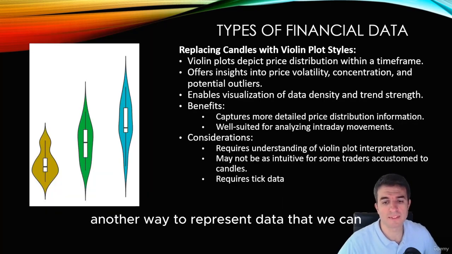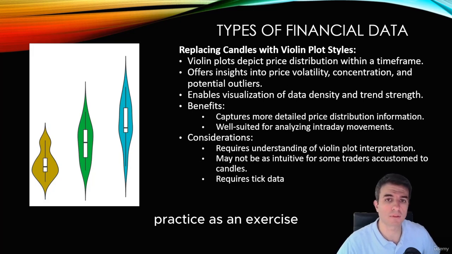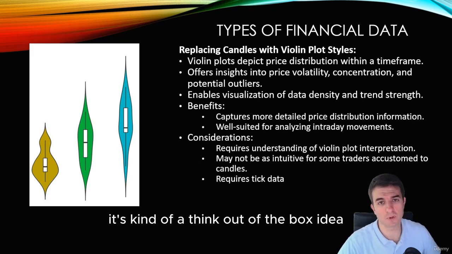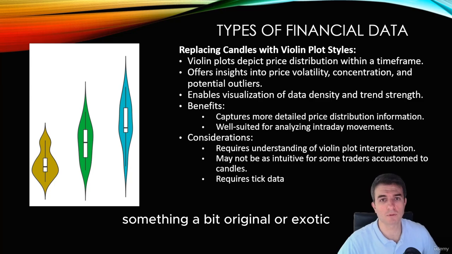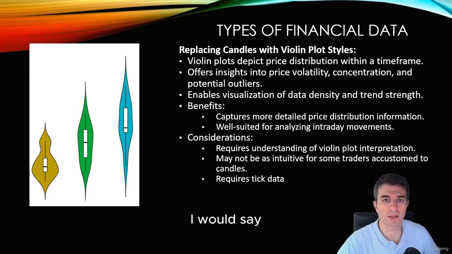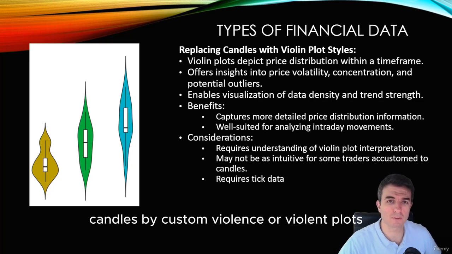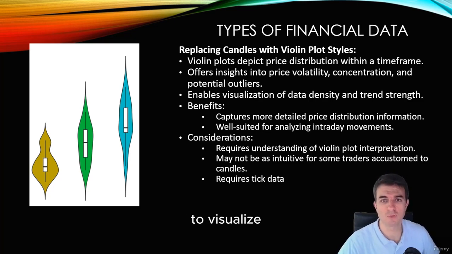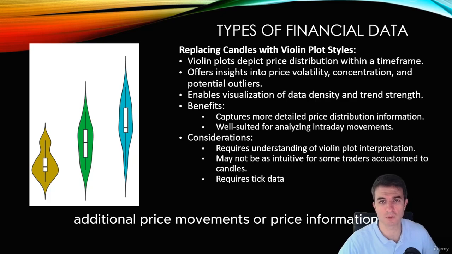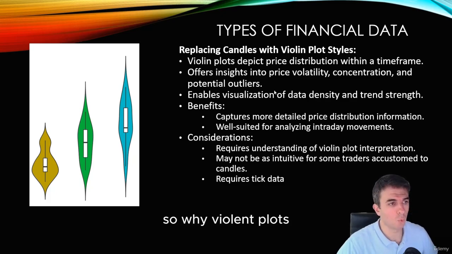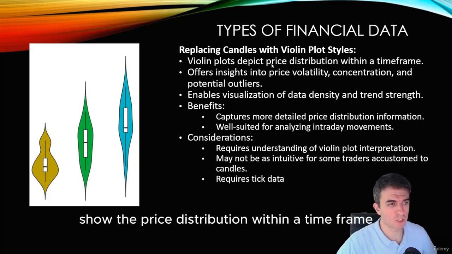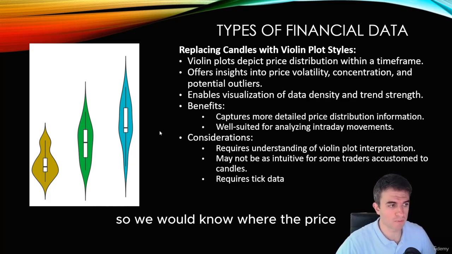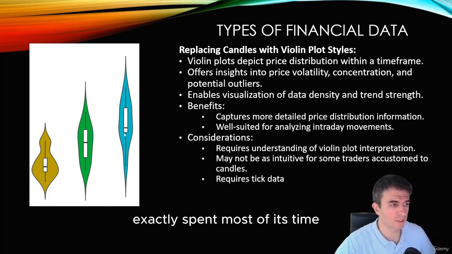Another way to represent data that we can practice as an exercise, a think-out-of-the-box idea, something a bit original or exotic, I would say, is to replace candles with custom violin plots, to visualize additional price movements or price information. So why violin plots? Because they show the price distribution within a time frame, so we would know where the price exactly spent most of its time.